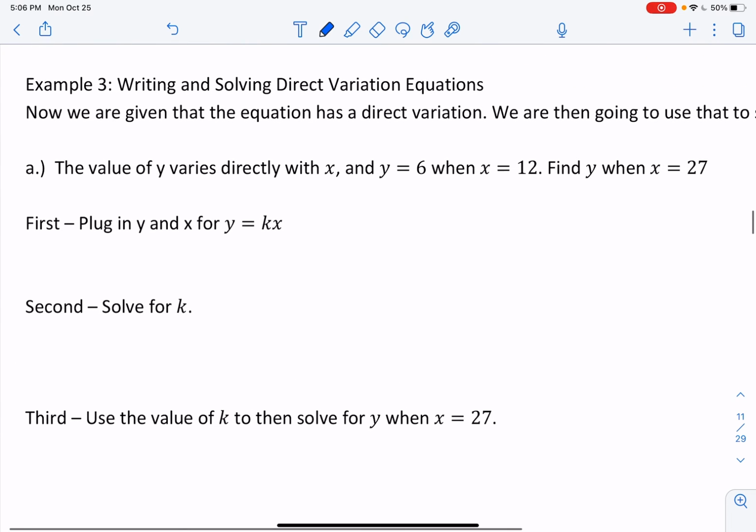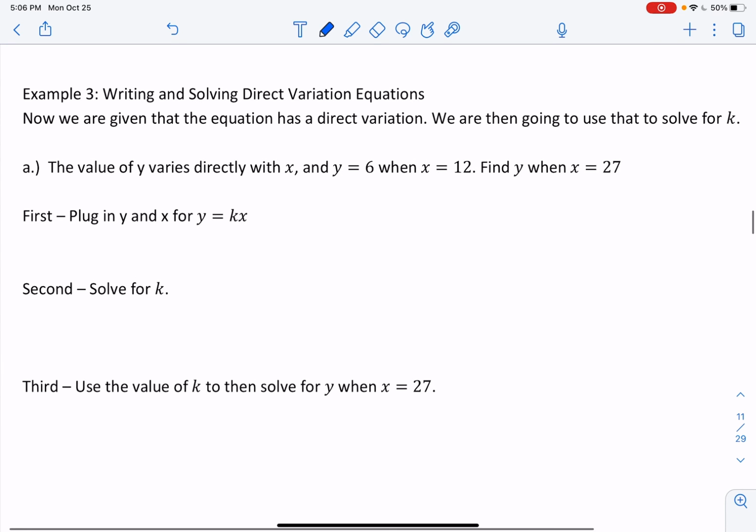Lastly, it says writing and solving direct variation equations. So you're given the equation as a direct variation. We are going to use that to solve for k. So it tells me, instead of finding out if it varies directly, it's actually going to just tell us it varies directly with x right out of the gate. It says when y equals 6, x is 12. Find y when x is 27.